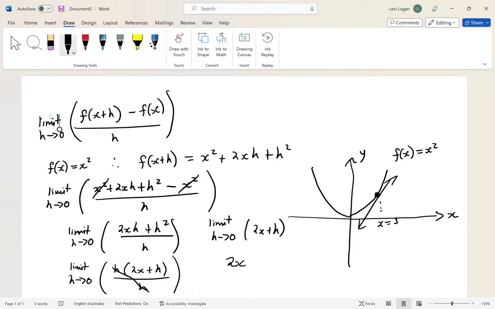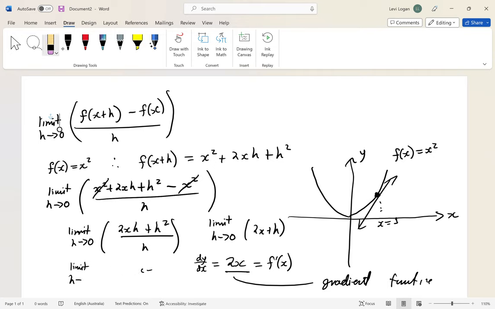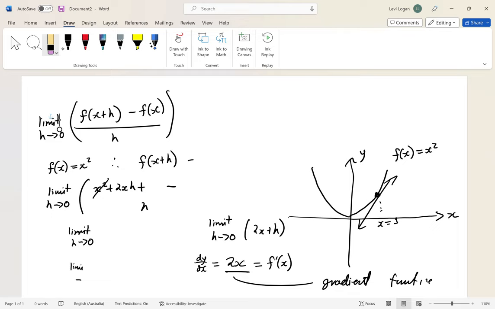Because what we found right here is a thing called dy dx, or you might see it as f dash of x. So we just found this is a thing called the gradient function. So I'm just going to write some stuff up here. So I'm going to get rid of all this first principle stuff, and I'm going to try and articulate what this is pretty much.